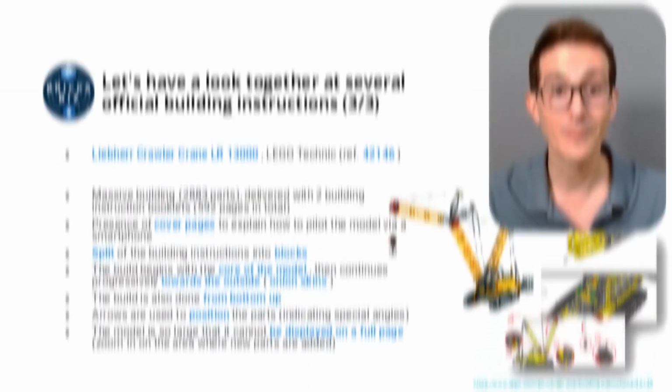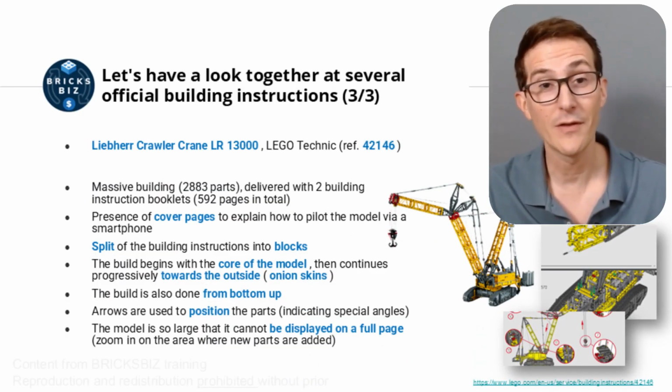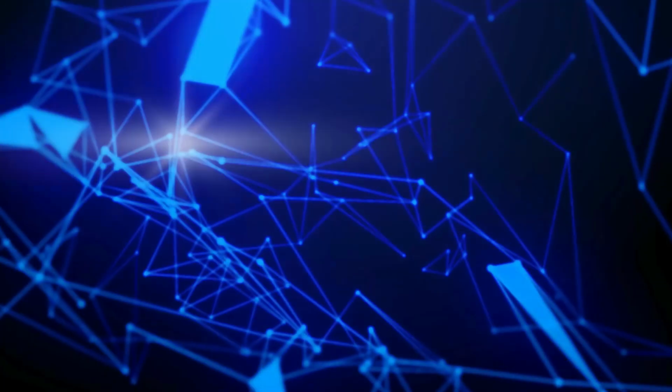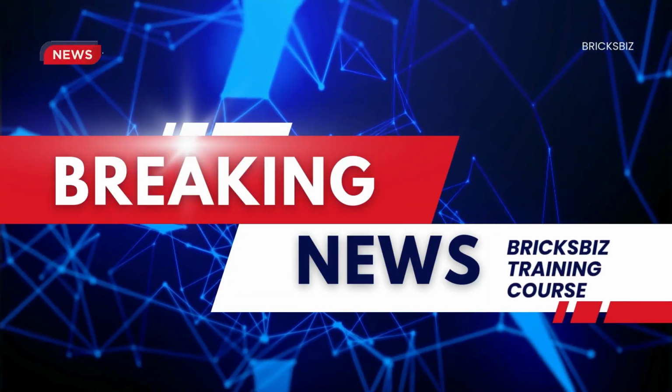To finish our analysis of official LEGO building instructions, let's have a look at those for a very large LEGO model, the Liebherr LR 13000 Crawler Crane. This LEGO Technic kit is reference number 42146.